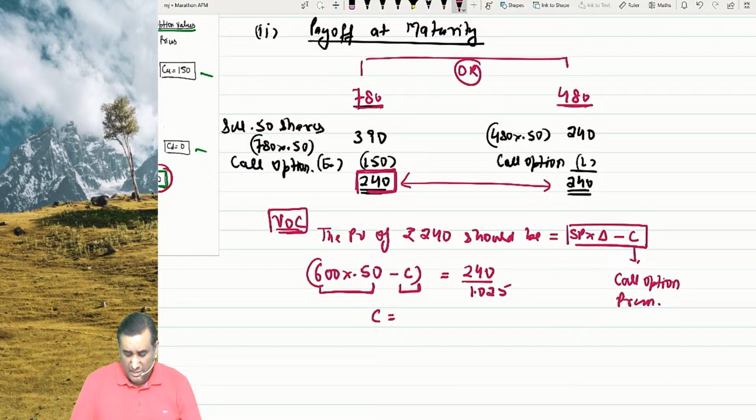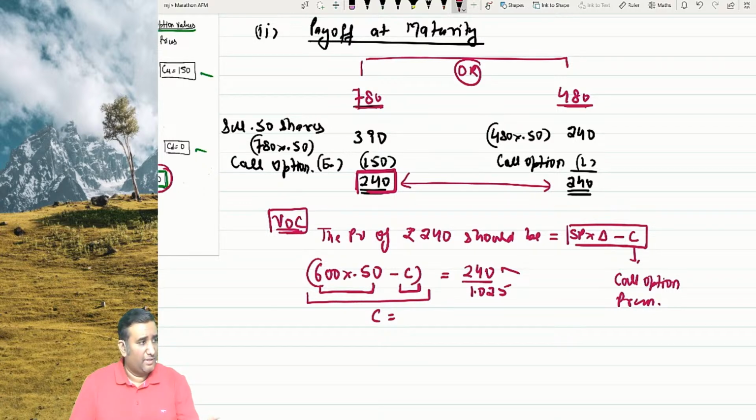C is the money he'll receive from the call option premium, and this is happening in what time period? This first part is period 0. 240 is happening at the end of the time period. Discount back. So the premium, I think you should get 65.85.